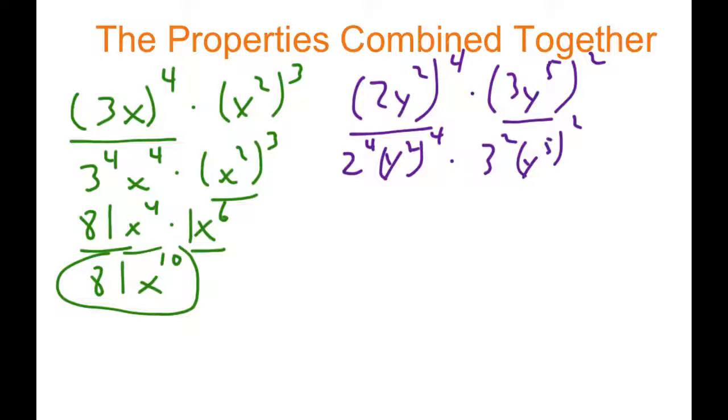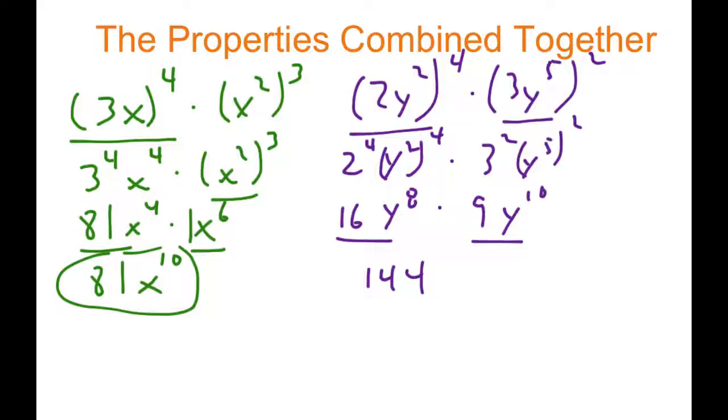Alright, so my 2 to the fourth power, let's just simplify that to 16. Now I have a power to a power, y squared to the fourth. So we have y to the 2 times 4 is 8, 8th power. 3 squared, we'll simplify that to 9. Once again, power to a power. So y to the fifth squared, 5 times 2 is 10. And now we have two factors. We can multiply this times this. 16 times 9 is 144.